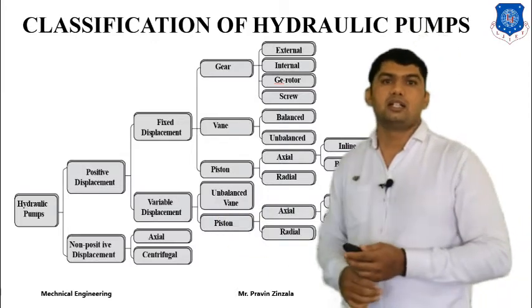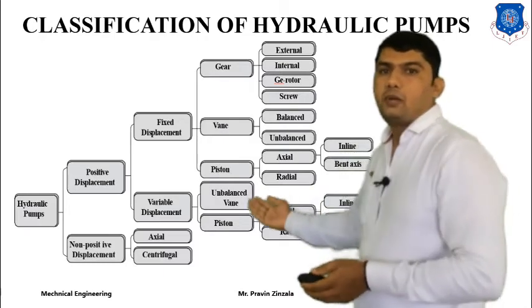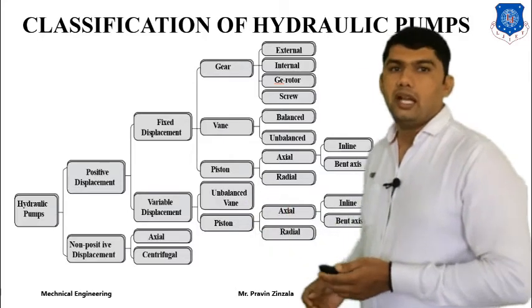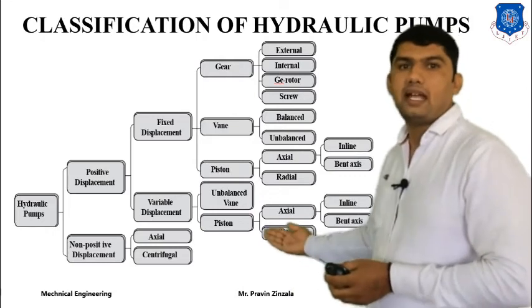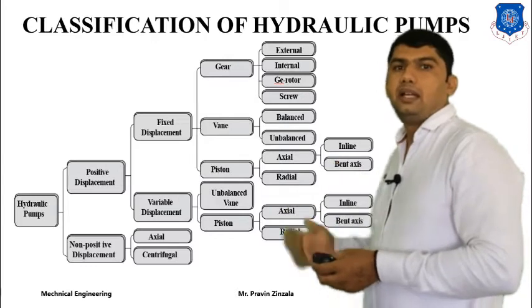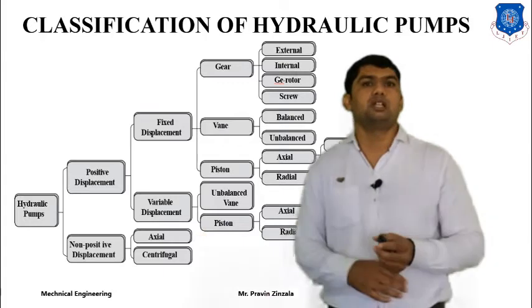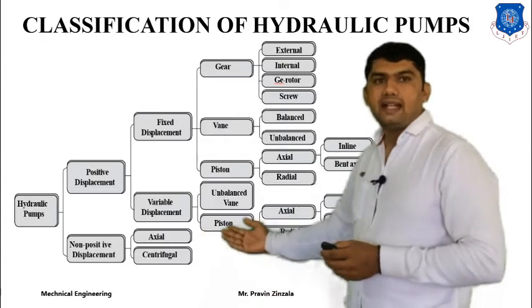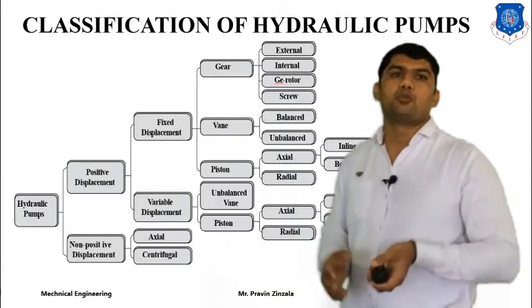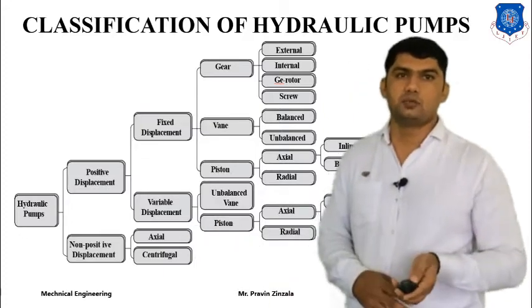Next is variable displacement, in which the output varies according to requirement. Examples of variable displacement pump are the unbalanced vane pump and piston pump. Piston pumps are also sub-classified as axial piston pump and radial piston pump, and axial is also sub-classified into inline and bent axis piston pump. The examples of non-positive displacement pump are the axial pump and centrifugal pump. Whenever the output pressure increases, the flow rate decreases in a non-positive displacement pump.